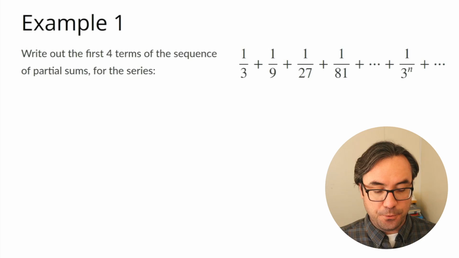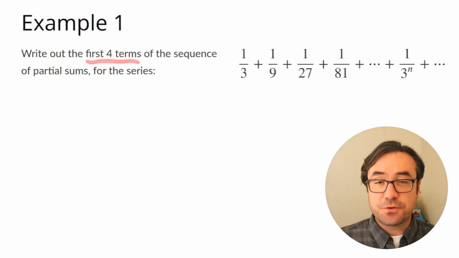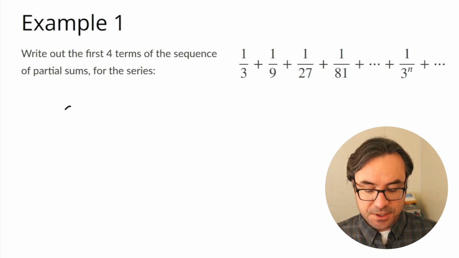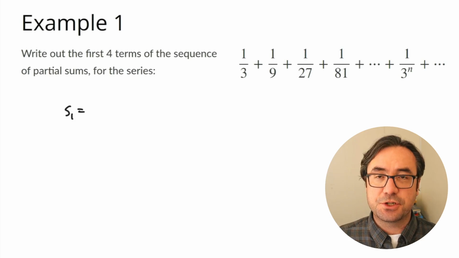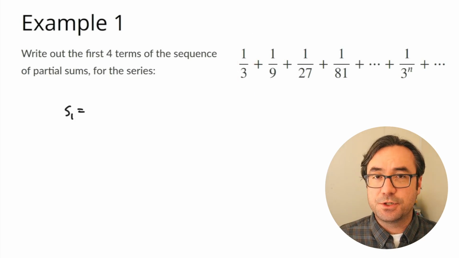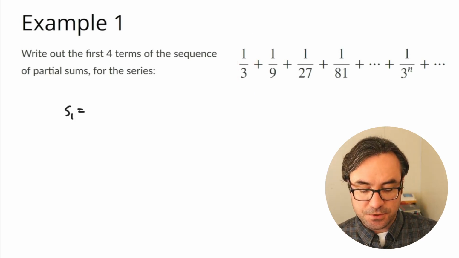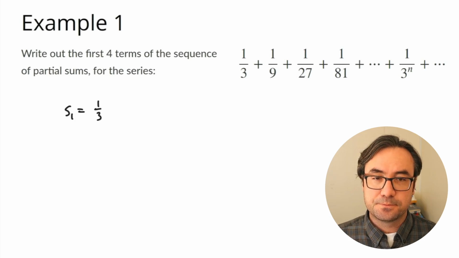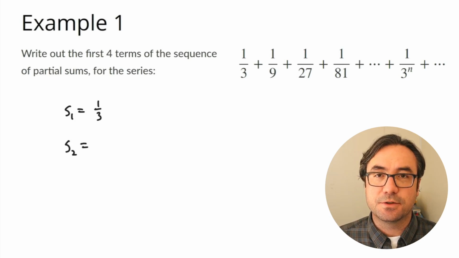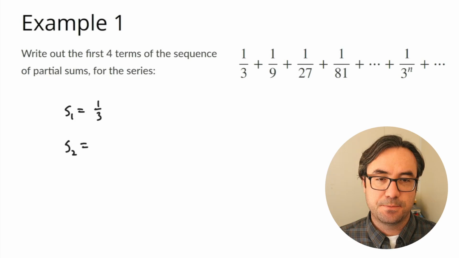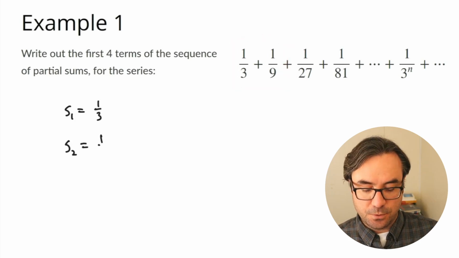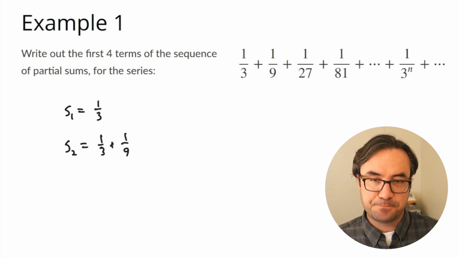So what we want to do is write out the first four terms of our sequence of partial sums. So s sub 1, the very first term, what is this? Well, it's just the very first term of our original sequence. So in this case, it's 1/3. Well, what's s2? The second term of our sequence of partial sums. Well, it's the sum of our first two terms, so 1/3 plus 1/9.